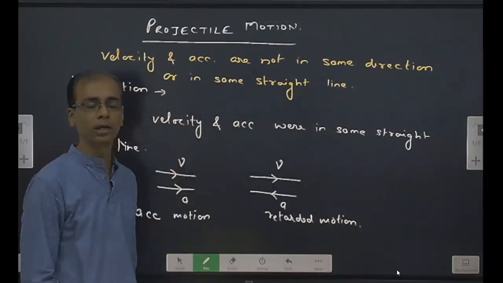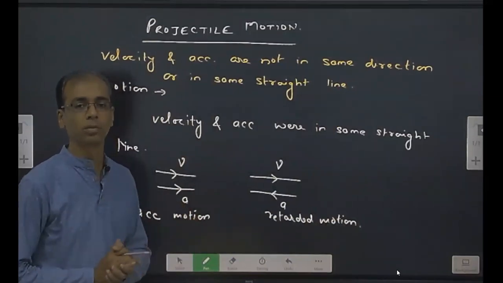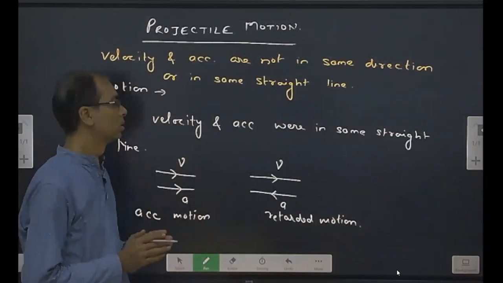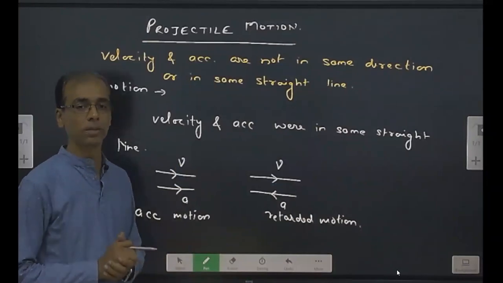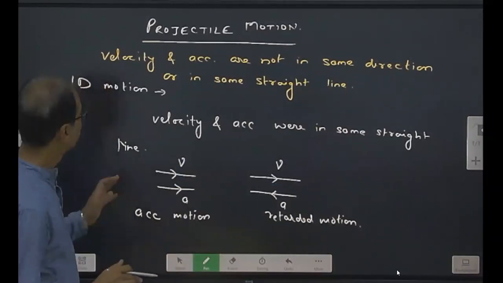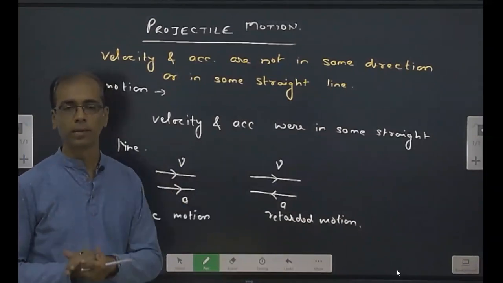I won't say 2D right now, because in 2D you have circular motion also. Circular motion is also a part of 2D. I'll define the difference between circular motion and projectile motion later. But at the moment, 1D motion means acceleration and velocity are in the same straight line.